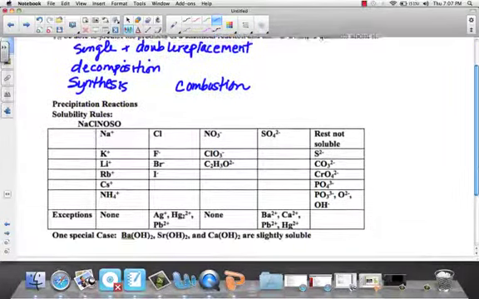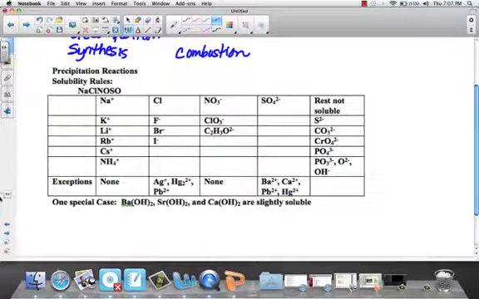So the first thing we need to know is our solubility rules, which you just had a quiz on and most of you did very well. An easy way to remember solubility rules is something called NaCl-NO-SO. It's easier to learn what is soluble and then whatever exceptions you might have. When we talk about solubility, we're talking about solubility in water.